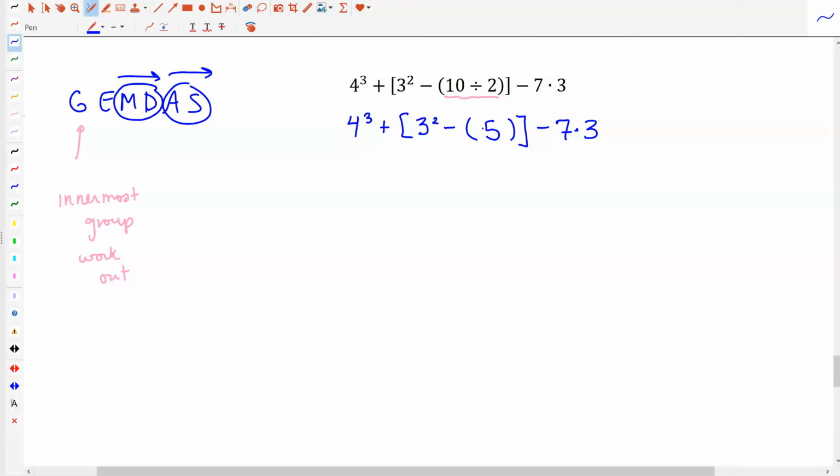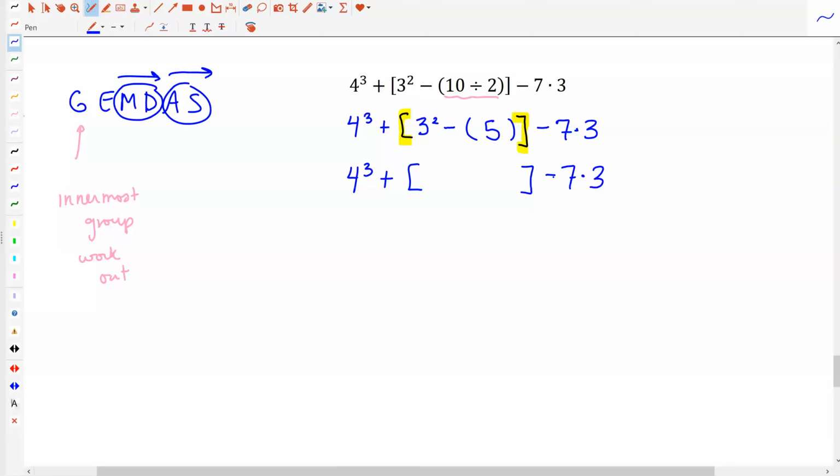So now I would want to move to my next group, which is going to be what the brackets are indicating. So this is the working out from that innermost group to the outside group. Now I'm really focusing on what's happening inside this group. So this 4 cubed, this plus sign, and then this minus 7 times 3, everything that was outside of that group, I'm not going to look at right now. I just want to look at what's happening inside this group.